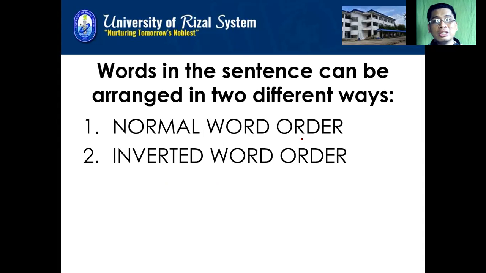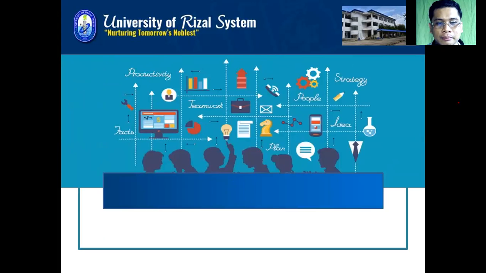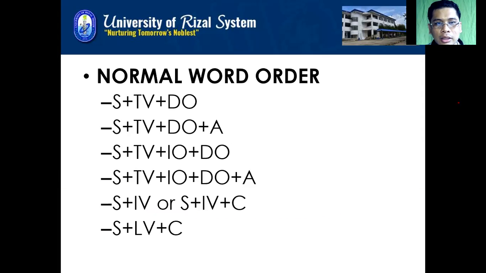Sentences can be arranged in different ways. So we have the normal word order, and then we have the inverted word order. So let's enumerate the different ways of arranging sentences based on normal word order and inverted word order. For the normal word order, these are the following patterns.